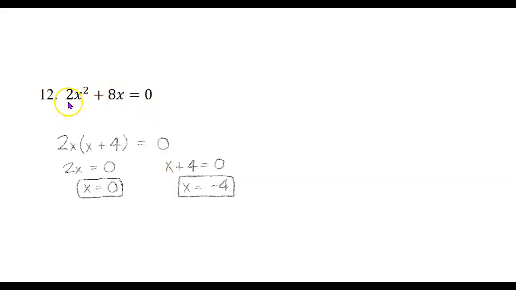Number 12, 2x squared plus 8x equals 0. Notice here we only have two terms, but they have a common factor. So if you factor out the greatest common factor of 2x, it's 2x times x plus 4 equals 0. So either 2x equals 0 or x plus 4 equals 0, which gives us x equals 0 or x equals -4 for the two solutions to this equation.